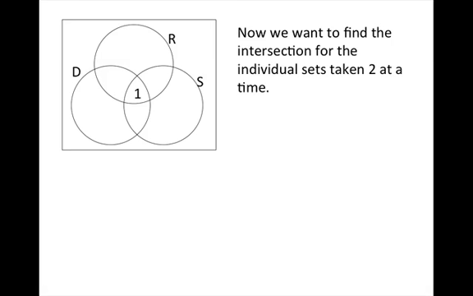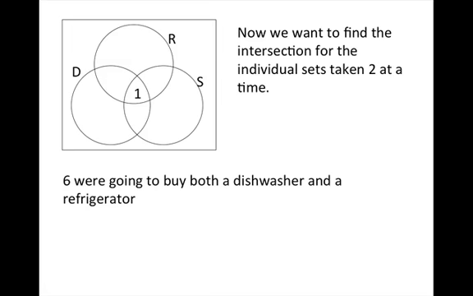Now we want to take the intersections 2 sets at a time. So first, we were told 6 people were going to buy a dishwasher and a refrigerator. So in the intersection, in the overlap area for circles D and R, for dishwasher and refrigerator, there's going to be a total of 6 people. Well, I already have 1 person that's going to buy all 3, so that leaves me 5 that are just going to buy a dishwasher and a refrigerator.